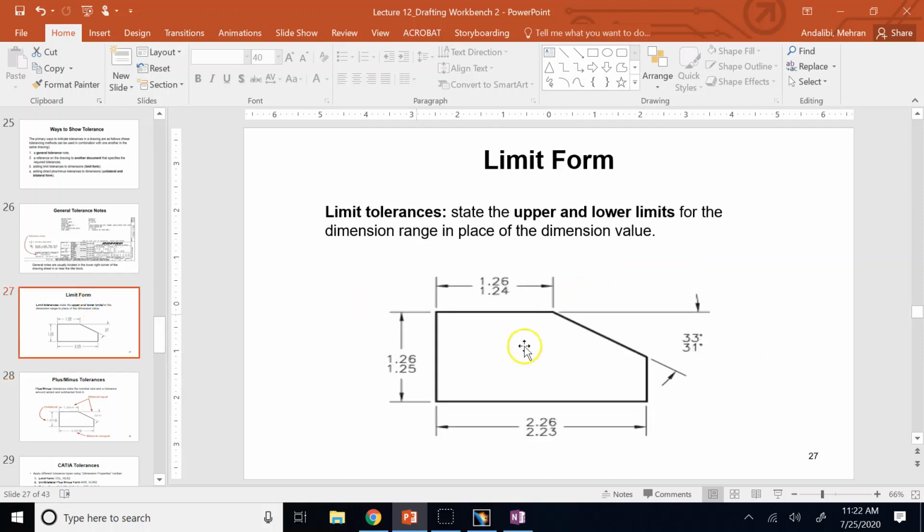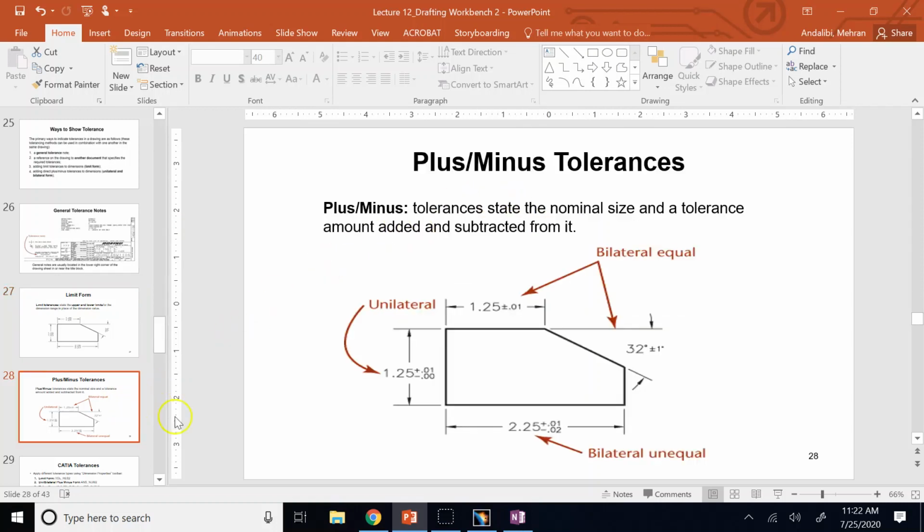So I really prefer not to use the limit form. I'll show you how to do it, but I do not recommend you use that. I recommend you use the plus and minus form because it shows the nominal dimension and the amount of deviations.